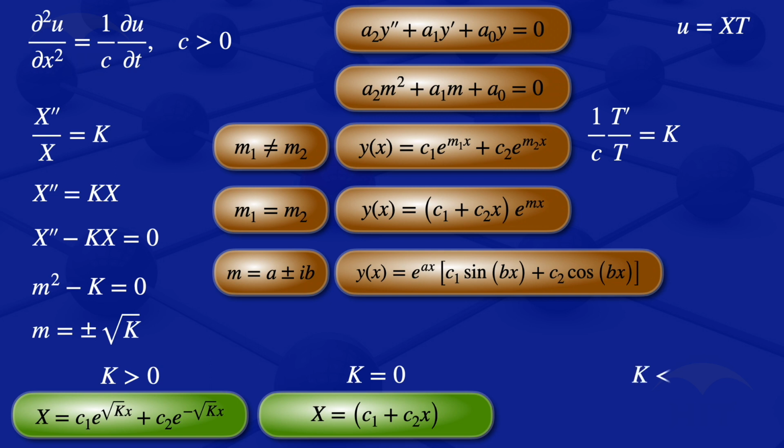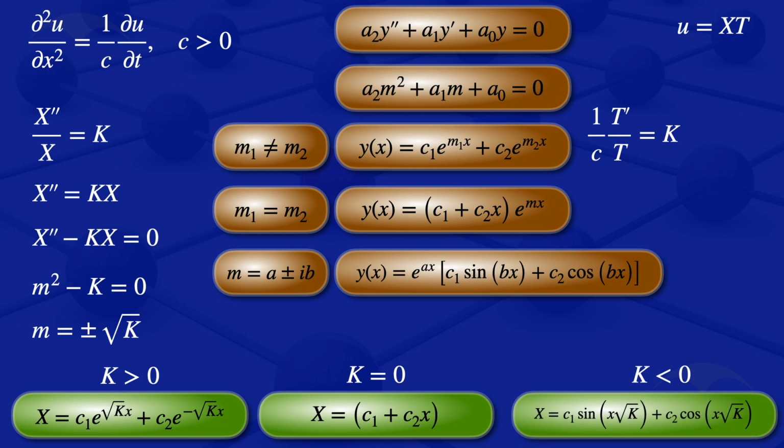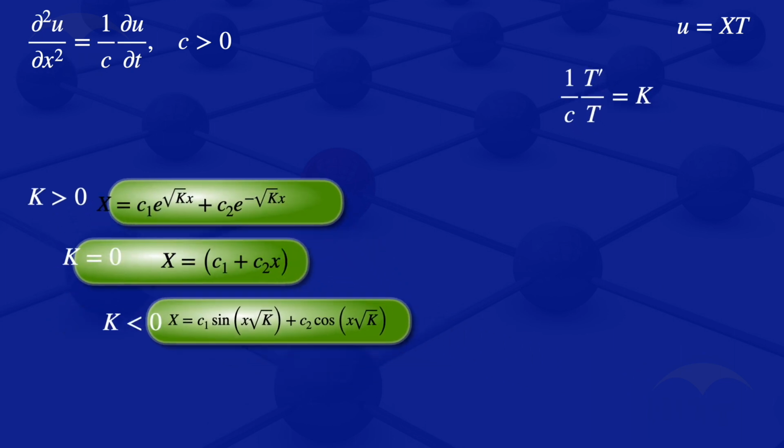If k is less than 0, we have the square root of minus k. The square root of minus k will give us plus or minus i root k, because the square root of minus 1 will give us the i there. So we'll have that our m would be equal to 0 plus or minus i root k. The exponent of 0 will give us a 1. So we'll have that our x equals c1 multiplied by sine of x multiplied by root k plus c2 cosine of x multiplied by root k. So those are the general solutions for the x.